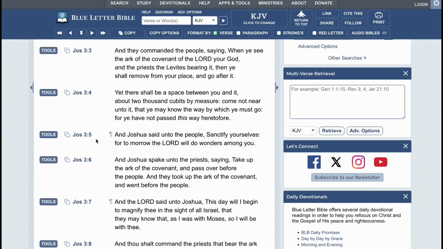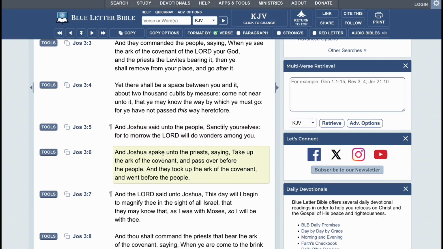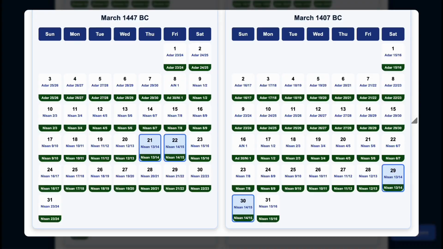And then we read Joshua 3:5, "And Joshua said unto the people, sanctify yourselves, for tomorrow Jehovah will do wonders among you." And "Joshua spake unto the priests, saying, take up the ark of the covenant and pass over before the people. And they took up the ark of the covenant and went before the people." So this is letting us know that on the 24th, this is when Joshua said, on the morrow, we're going to pass over. So they lodged by Jordan 22nd, 23rd, 24th. And on the 24th, Joshua is letting the people know that on the morrow, they're going to cross over. This would be March 25th, which is Nisan 9/10.